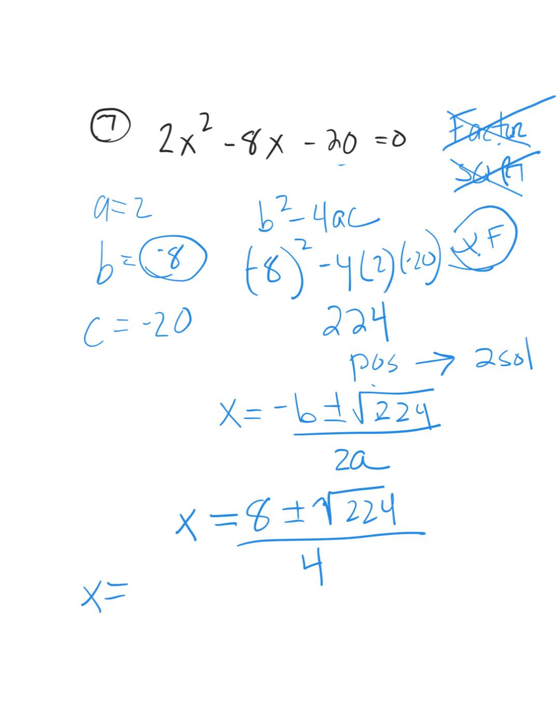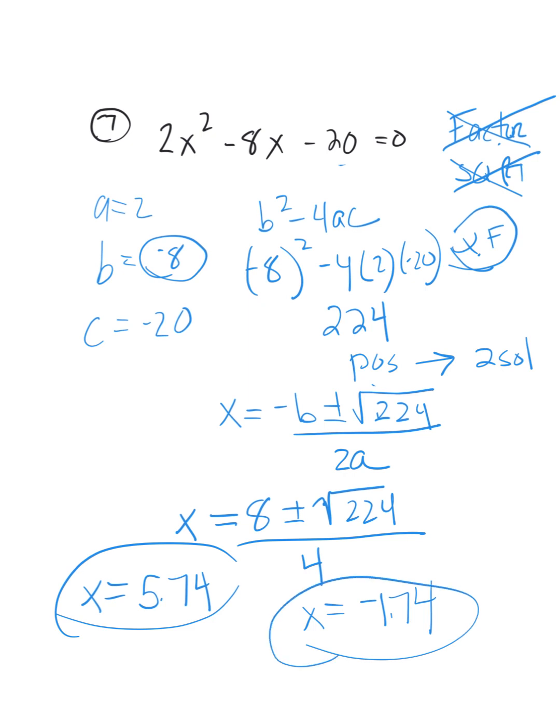So the first one, we're doing 8 plus the square root of 224. Make sure you hit your enter or equals, and then divide by 4. Rounding to 2 decimal places, we get 5.74. Now I'm going to do the same process, but I'm going to use 8 minus. Remember, use your minus, not your negative key there. And then I have to then divide by 4 and round that. And the other x-intercept is at a negative 1.74. And so there are our two intercepts for this one.